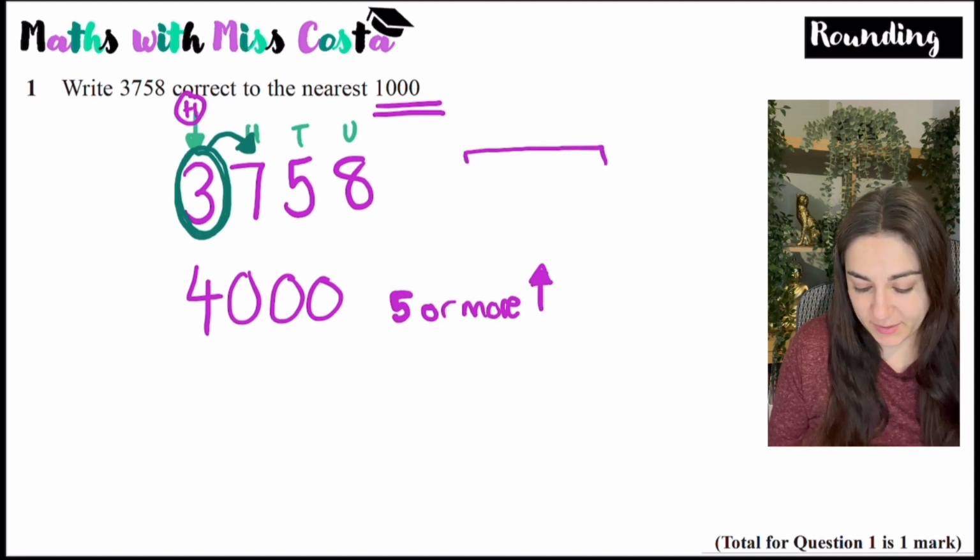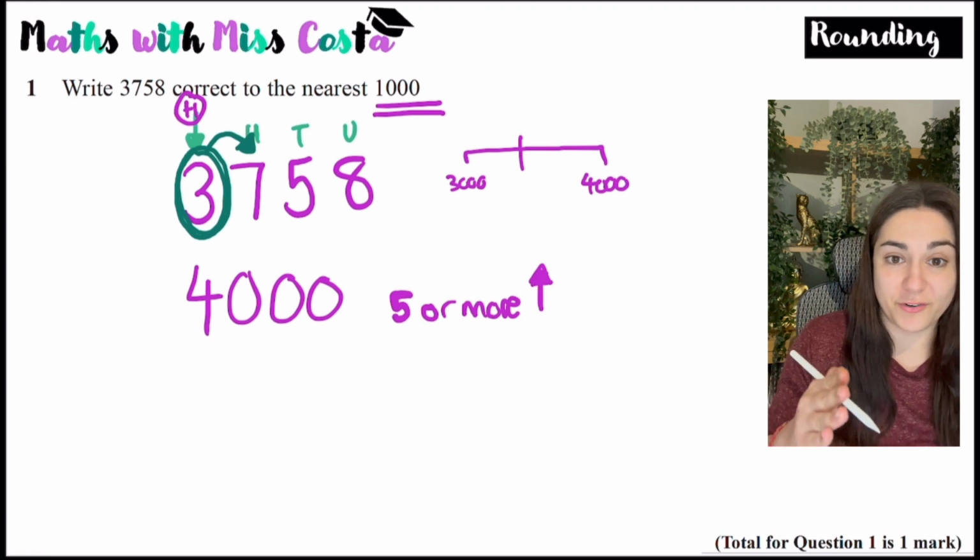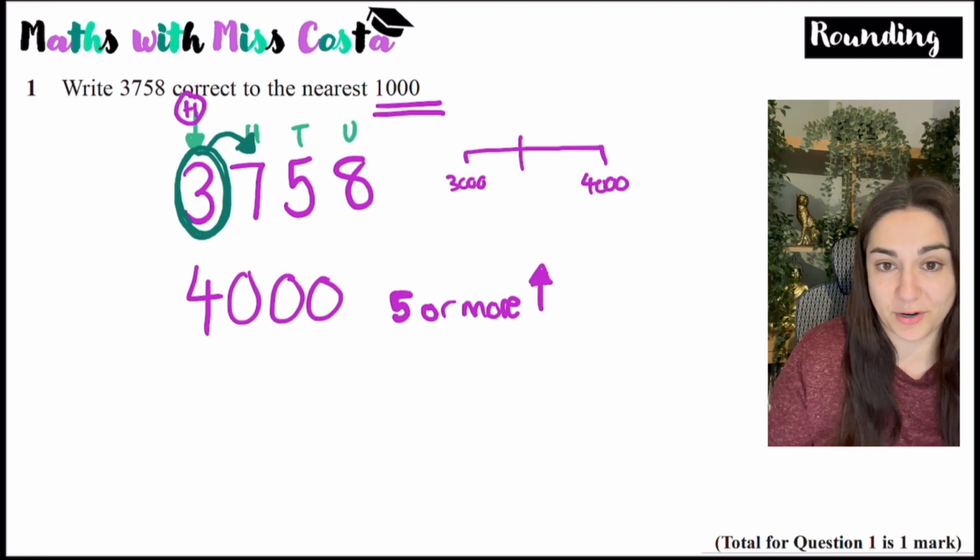So the best way is to just think to yourself, okay, the thousands around 3,758 are 3,000 and 4,000. I know halfway is 3,500. Is it larger than that? If so, it's going to round up to 4,000.